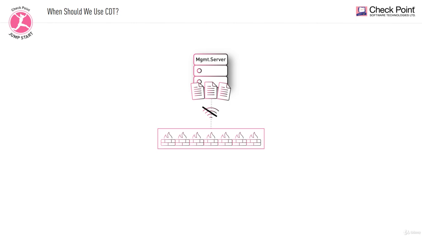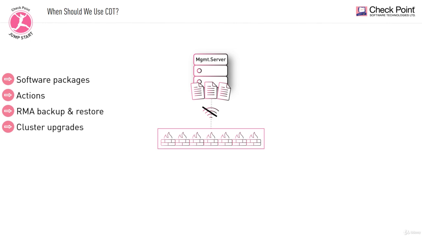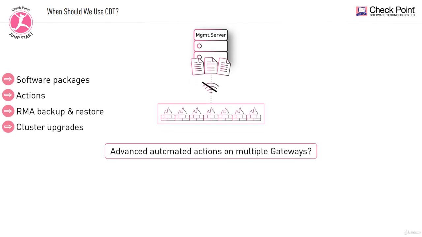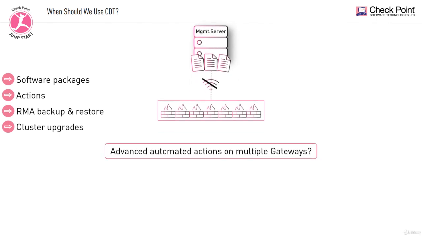This allows you to install software packages, perform various actions such as taking snapshots, running shell scripts, and pushing and pulling files. It allows you to automate the RMA backup and restore process, and it handles cluster upgrades automatically, including connectivity upgrade. So if you need to perform advanced automated actions on multiple gateways, you should definitely use CDT.